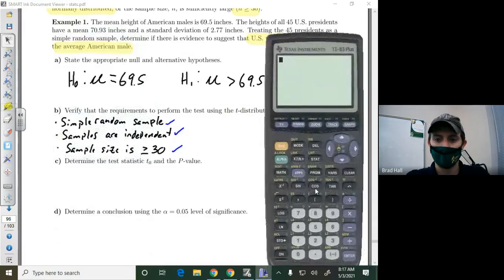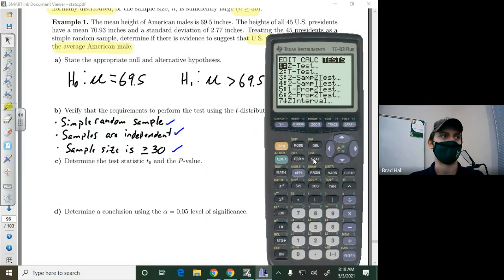Okay. So what you're going to do, just like we did in the previous section, you click on Stat, and you go over to Tests. We did this in the last section. What we did in the last section was we went down to 5 for the one proportion z-test, but we're not dealing with proportion anymore.